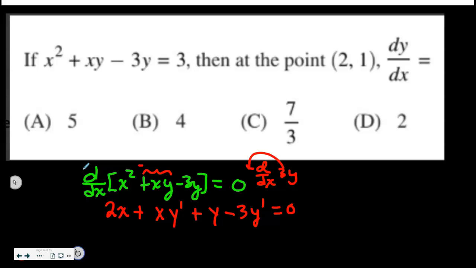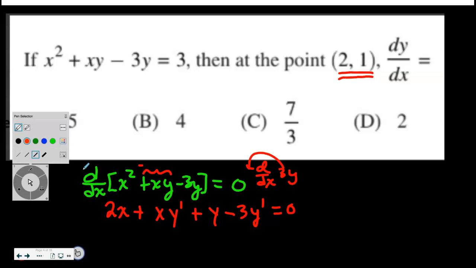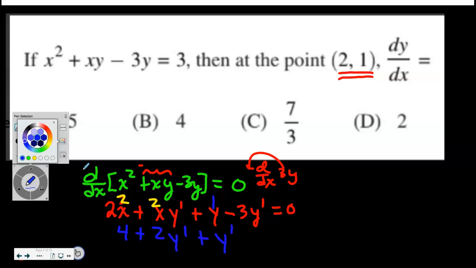All right, so we are supposed to find it at a specific point. So I'm not going to manipulate it anymore, just in case I do it incorrectly. I am going to go in and I'm going to replace all my x's with a 2. And I'm going to replace all my y's with a 1. And then I'll solve for y prime. So when I do that, I'd have 4 plus 2y prime plus y prime minus 3y prime is equal to 0.